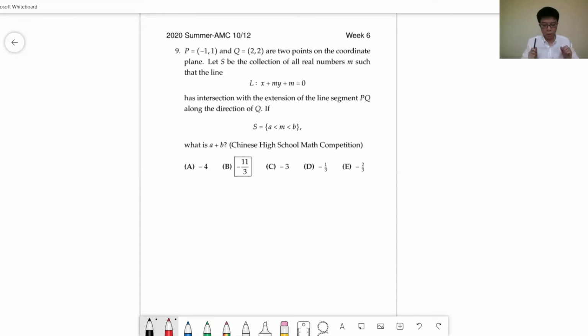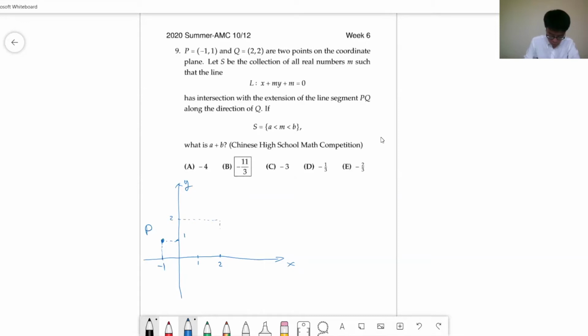This is a coordinate geometry problem. We have these 2 points P and Q. Let me draw these 2 points in the coordinate system. P is minus 1, 1. This is P. And Q is 2, 2, so it's here, 1, 2, so 2 is here. And then we have this line segment from P to Q, right? P to Q.